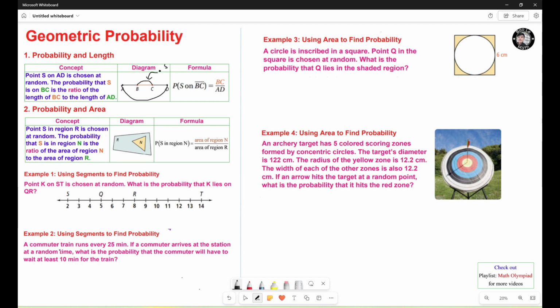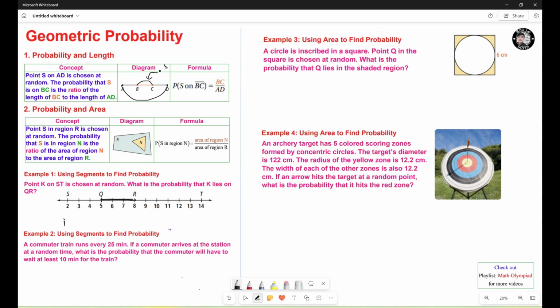Now let's take a look at the first example right here: using segments to find the probability. Point K on ST right here. Point K somewhere on ST is chosen at random. What is the probability that point K lies on QR? Alright, so you know that QR, the distance between Q and R right here, is going to be 3 units.